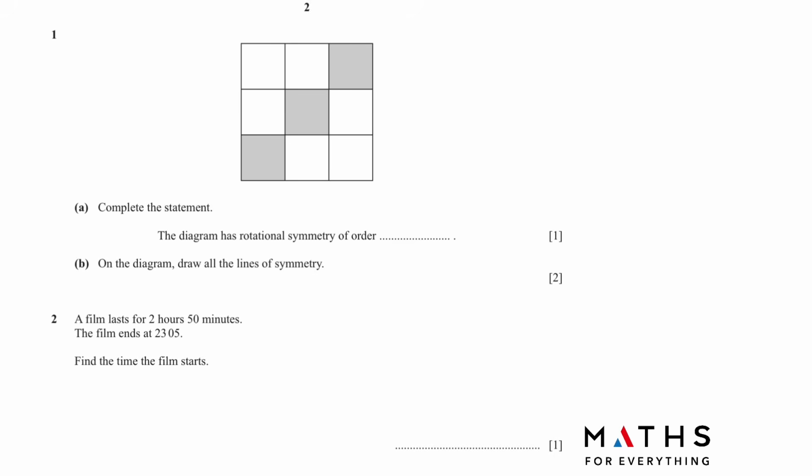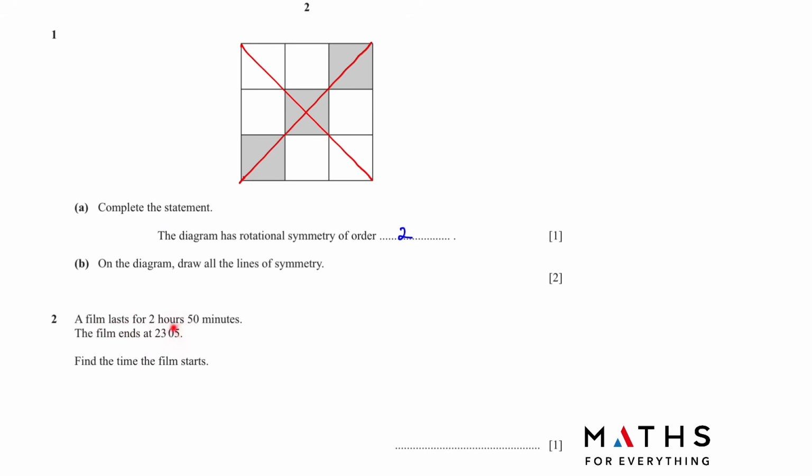Complete the statement. The diagram has rotational symmetry of order. See this shape, if we rotate it 2 times, it will look exactly like the shape that we have now. Therefore, the order is 2. On the diagram, draw all the lines of symmetry. This is one line, and the other line is the second diagonal.